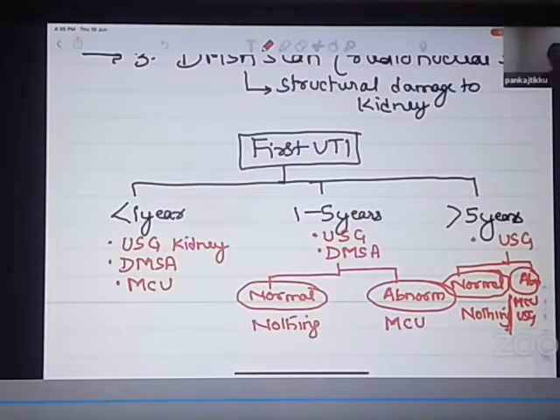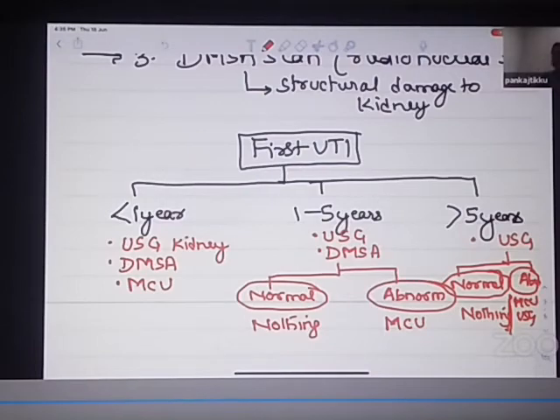Suppose the child had a UTI when the child was between 1 to 5 years of age. He may be a 2-year-old child, he may be a 3-year-old child, he may be a 4-year-old child. At this time he had a first UTI. Don't perform an MCU initially, perform an ultrasound and a DMSA scan. Ultrasound normal, DMSA scan results are normal. Nothing else needs to be done. However, if these results are abnormal, then you perform an MCU.